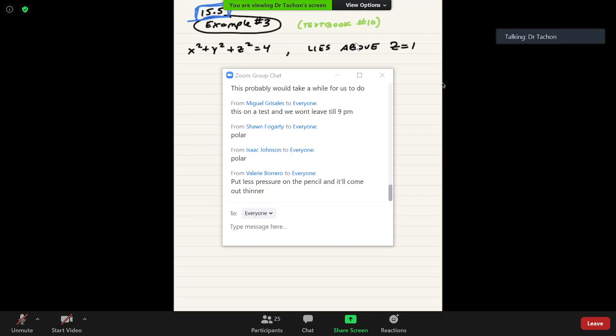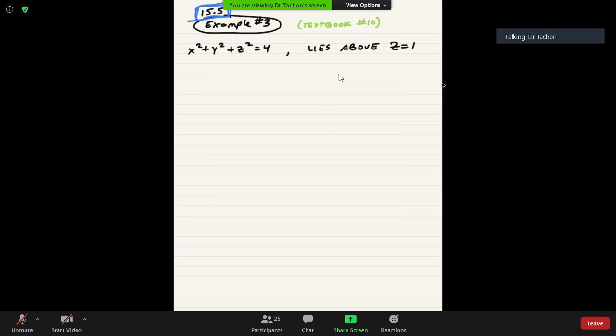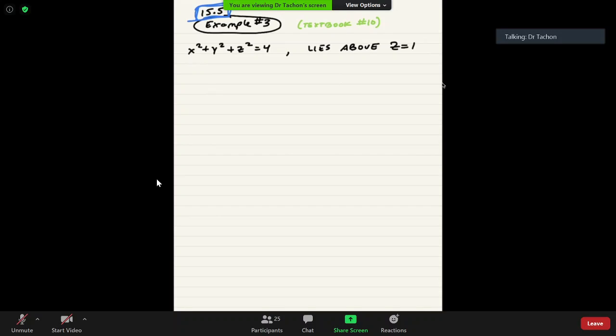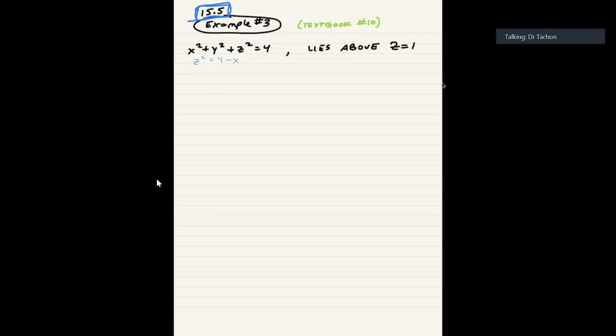So if you remember from the very first example we did, I like to start by getting z equals. Okay. So z squared, I'm going to just use a small marker on this. So z squared is 4 minus x squared minus y squared. So z is going to be plus or minus, well, I'm just going to put this because it's going to cancel out later.